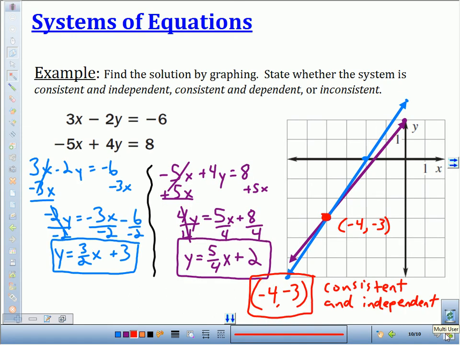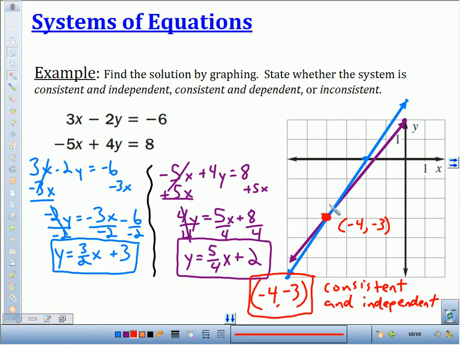All right, here we go. I solved the first equation in blue, and I got y equals 3 over 2x plus 3, which I plotted in blue. You can see my y-intercept was off the grid, but that's okay. I still managed to get it done. In purple, I did the second equation, and I got y equals 5 over 4x plus 2.